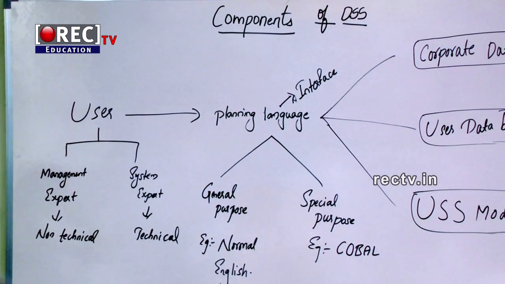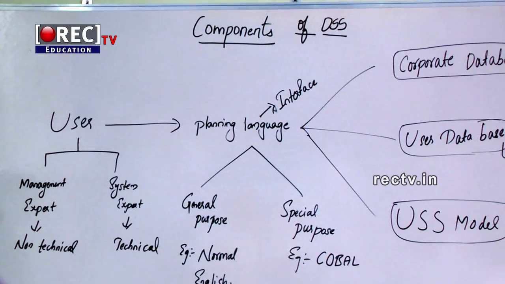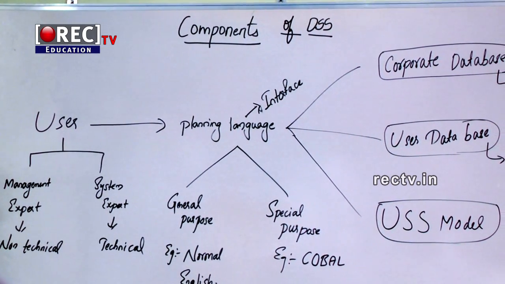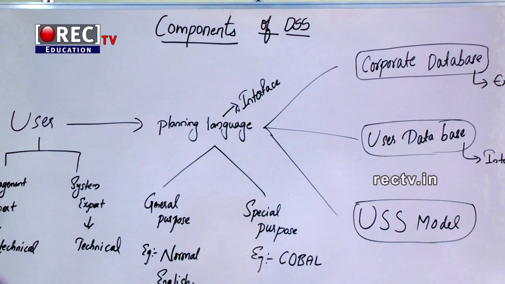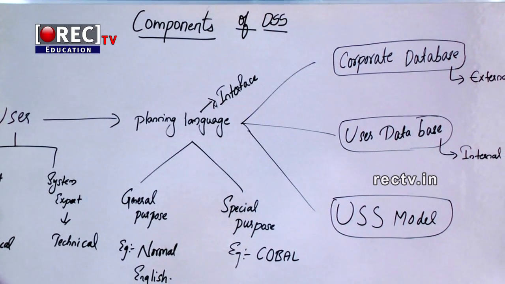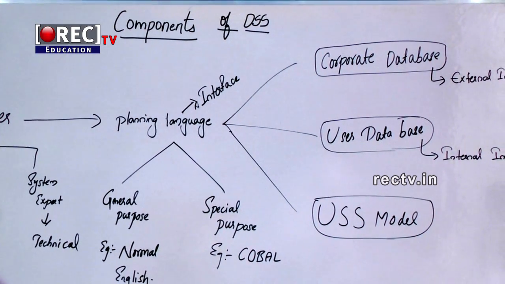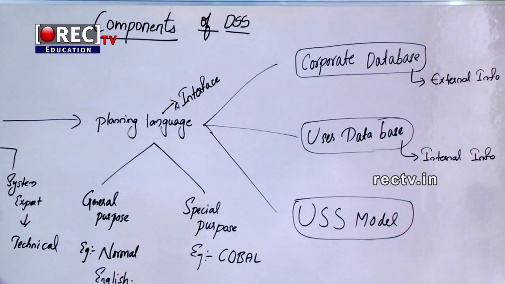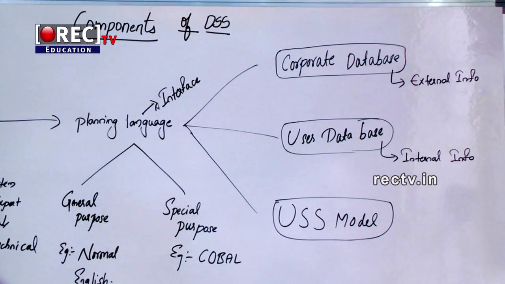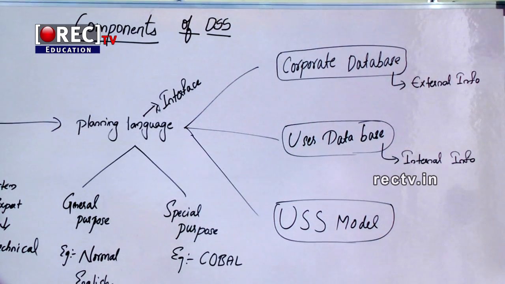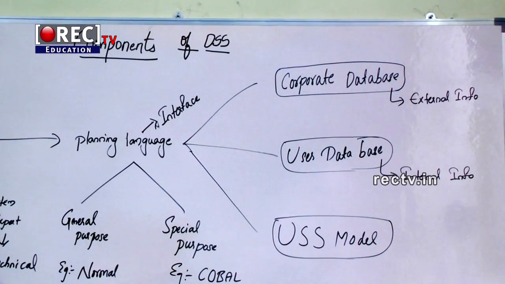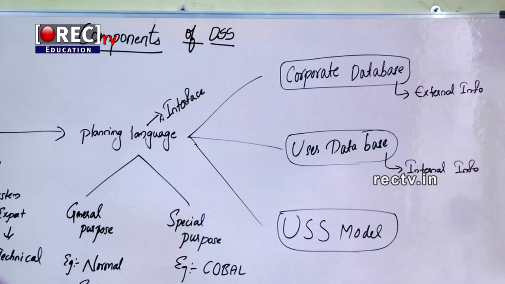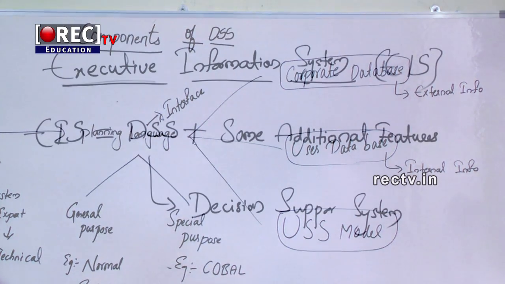An additional point to this: here the corporate database and user database can be attached and detached. If the corporate database is detached, this system only provides information regarding internal information. But if the user database is detached, this system provides external information which is stored in the corporate database. Thus, these databases can be either removed or attached.